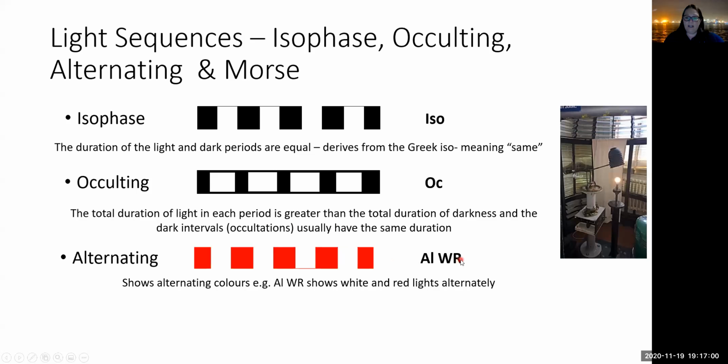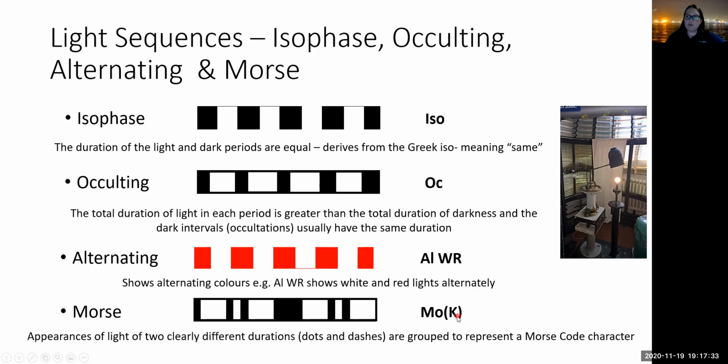Then we have our alternating lights, okay? This is where they're showing alternating colors. So it's almost similar to our isophase, but our isophase is just one single color. Whereas our alternating lights, AL for alternating, white, red in this case, is going white, then red, then white, then red, okay? And it's just showing them alternately. And what it will do is show them for the same duration. So like I say, a little bit like isophase, but actually it's showing different colors, okay? We can have alternating white, red, green. There's all sorts of different patterns we can have.